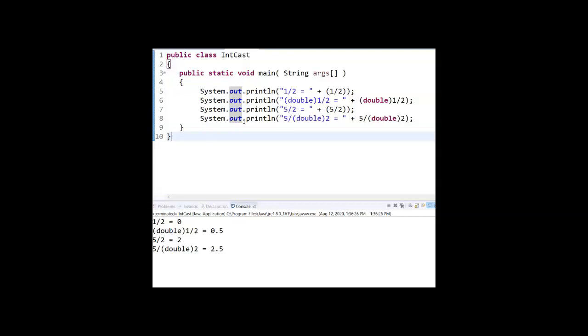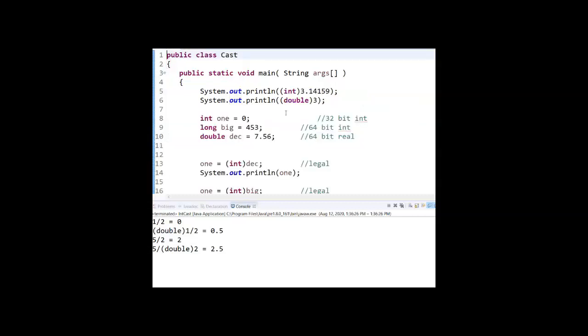So these are some things you just got to play around with. You got to change them up, come in here and use some different values to make sure that you understand the difference between integer division and real number double division. Okay, so here we go. We have an int cast being placed on 3.14159, which is basically just pi, but only a few digits of pi.